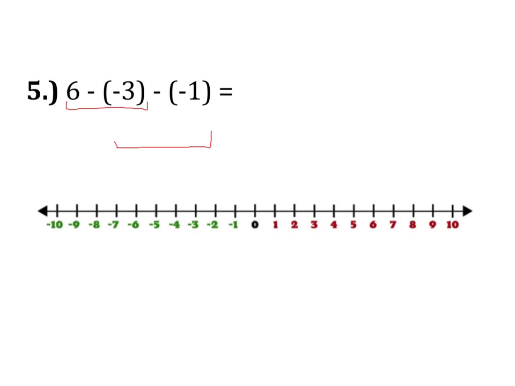Okay, so first step, we are going to start at 6 in the positive direction. Then, because of the subtract sign, I'm going to change directions. And then because of the negative sign in front of the 3, we're going to change directions again. Now I'm going to move forward 3 spaces. So 1, 2, 3. So 9 is the result of my first step. Positive 9. The next step is going to be computing 9 subtract negative 1.